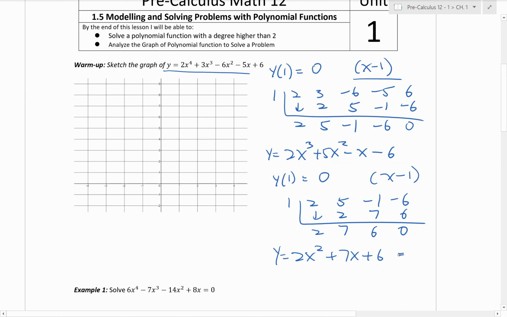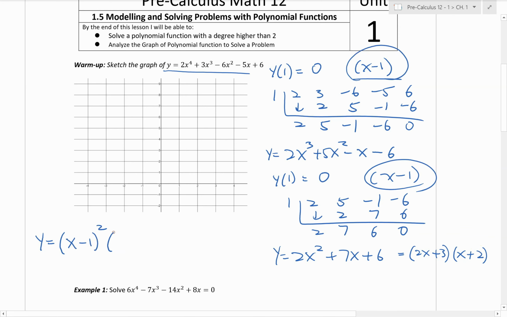Okay, and I can easily factor this. This would be 2x plus 3 and x plus 2. Yeah, that will work. So my polynomial function then became x minus 1 squared, because that's one of them here, second one here, and then we have 2x plus 3 and x plus 2 as well.